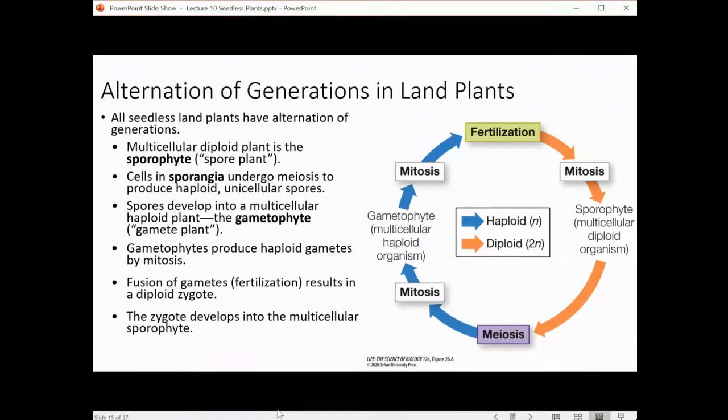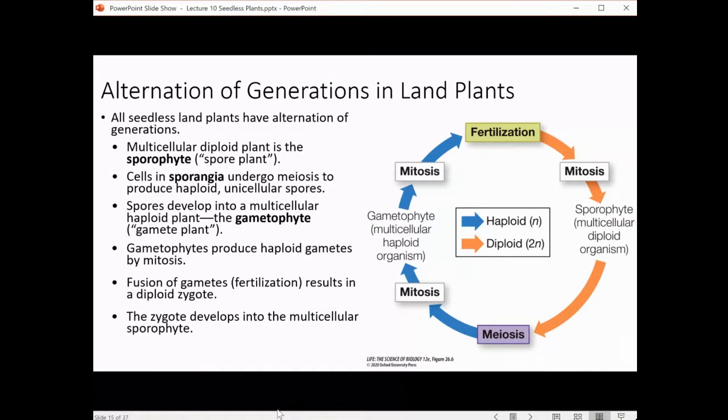Okay, now plants have this really interesting thing called the alternation of generations. You have the diploid plant, and then you have the haploid part of the life cycle, for lack of a better way of saying it. Okay, so you have the multicellular diploid plant. This is called the sporophyte. Okay, in part of the plant called the sporangia, you're going to get meiosis. Okay, and then once you have meiosis, you have haploid cells. Spores are going to develop there in what's called the gametophyte. Okay, so this is, and I've got it here, gamete plant.